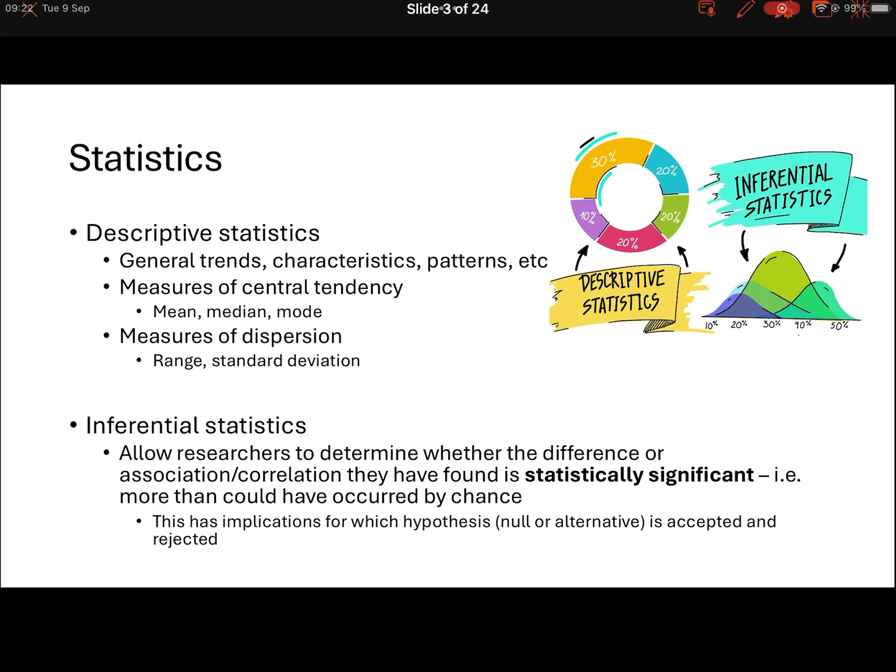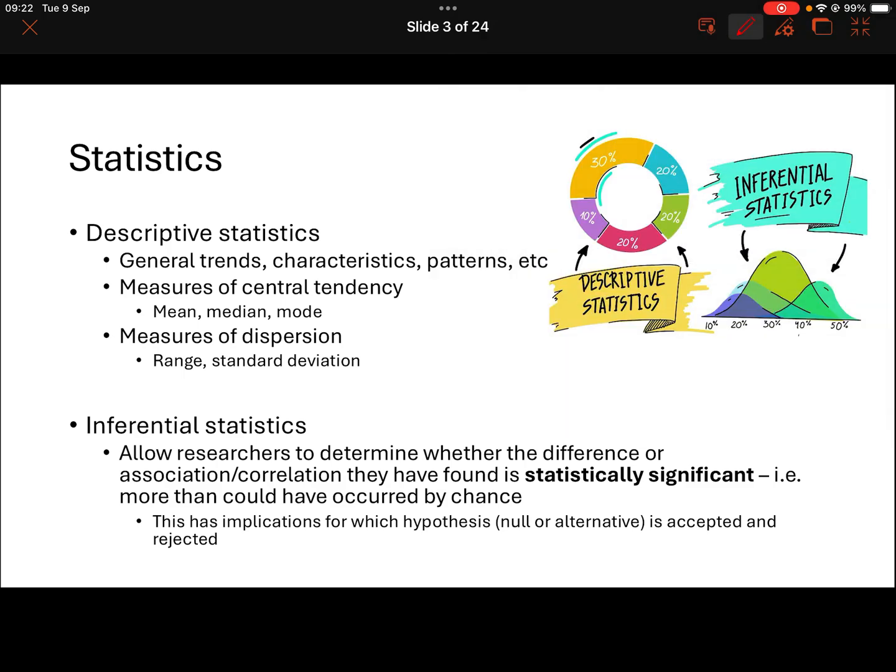By descriptive statistics, we mean really three things. We mean measures of central tendency. So that includes your mean, your median, and mode. Your measures of dispersion or spread, and this includes range and standard deviation. And then also the reporting of general trends or characteristics. And quite often that's done using some sort of graphical displays like bar charts, pie charts, or what have you. And so these are the three ways that we use descriptive statistics.